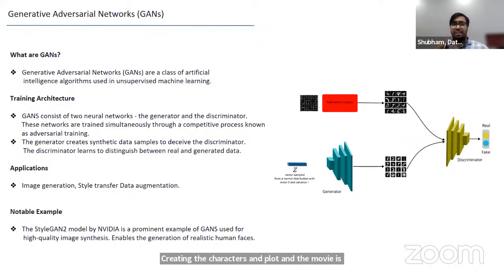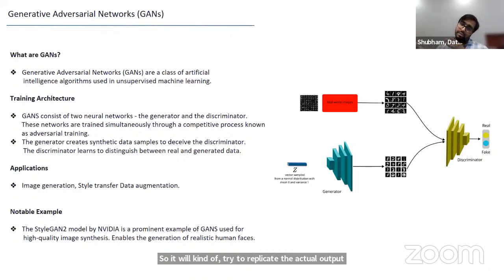Talking about generative adversarial networks, GANs are an interesting kind of algorithm. In this there are two parts. One is the generator, and the second one is the discriminator. The task of the generator is to take a noisy input and generate an output that is nearly similar to the output that is required. It will try to replicate the actual output that is there.